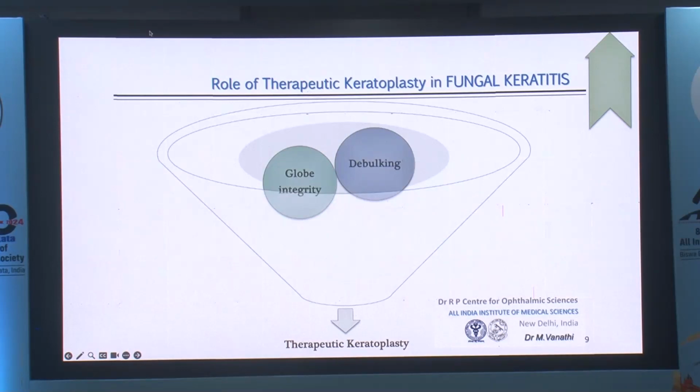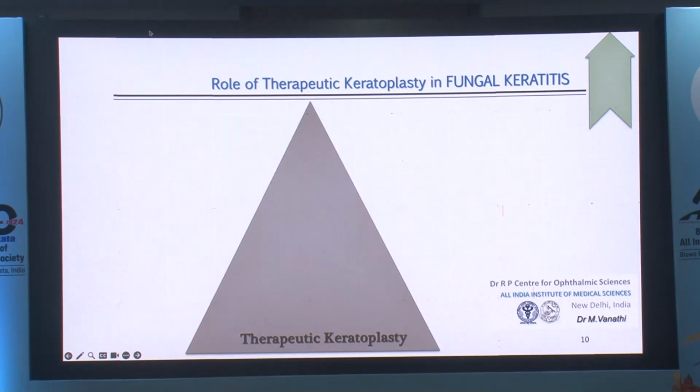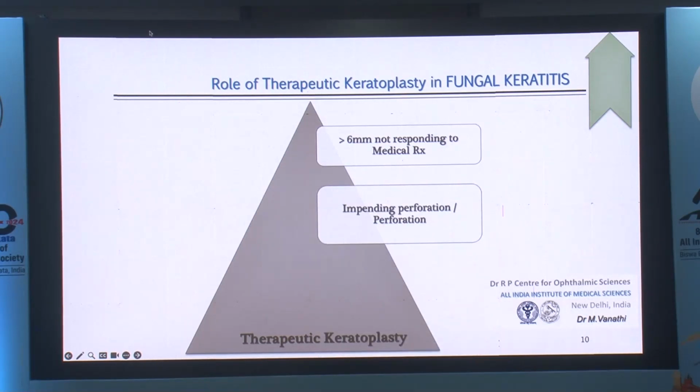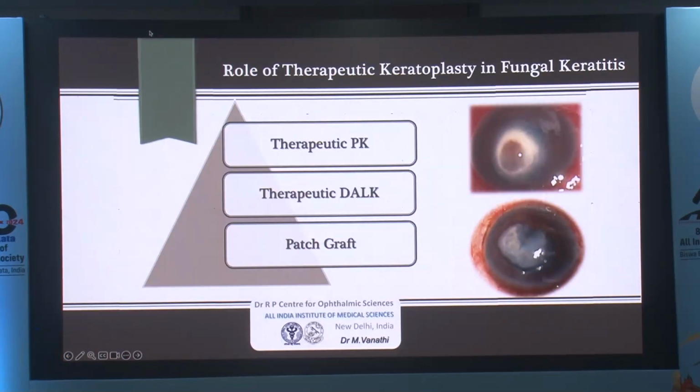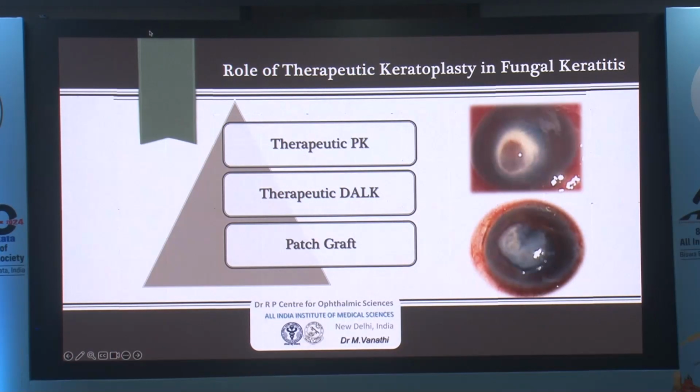So per se it helps you to debulk, it helps to restore the anatomical integrity of the ocular surface, and if you're successful in containing the infection with postoperative medications, meaning you have an early diagnosis and you also have your culture sensitivity and it is covering your organisms well, then you would also get a functional success in these cases. I largely reserve my therapeutic keratoplasties for those more than 6 millimeters, impending perforations or perforated ulcers, and to establish the cause of the organism as well.